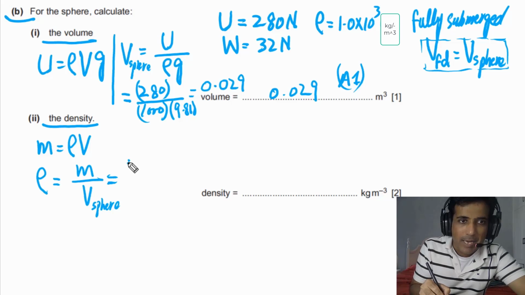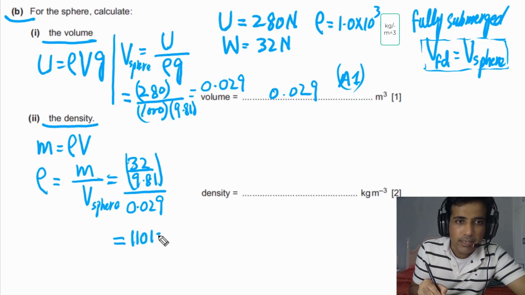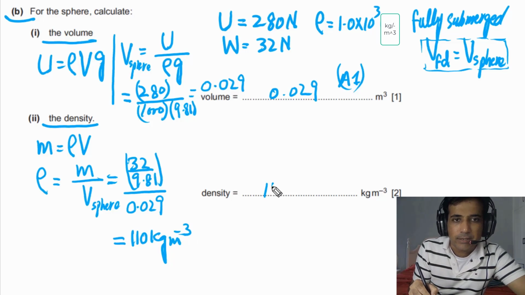So mass is equal to 32 divided by 9.81. So this is the mass. Weight divided by g. And we need to divide by volume of sphere. If we simply plug in these numbers into calculator, our final answer will be equal to 110 kg per cubic meter. And this is the final answer. So we can write down here 110 up to 2SF.